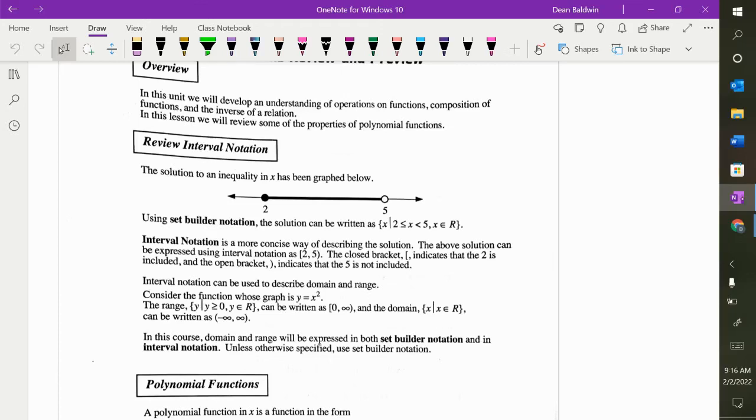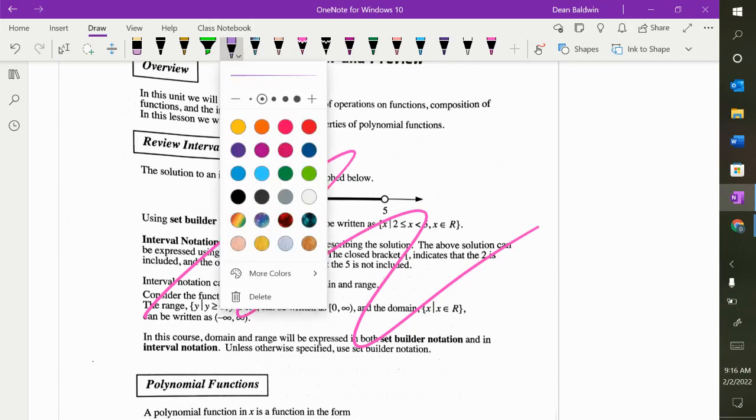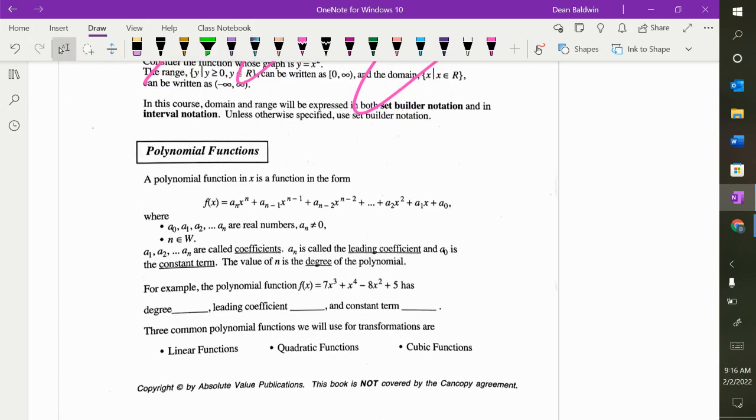Notation. So we're not going to worry about this first part. We will skip down to the polynomials bit here. So a review of polynomials. This is the definition of a polynomial. I do not expect you to remember that.